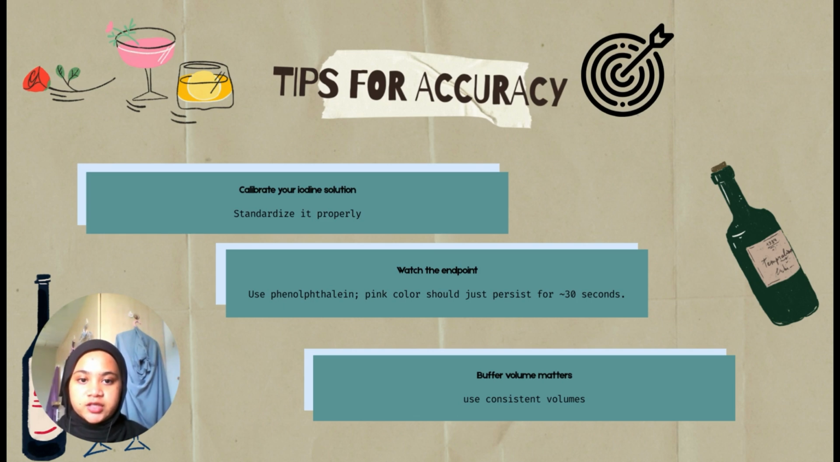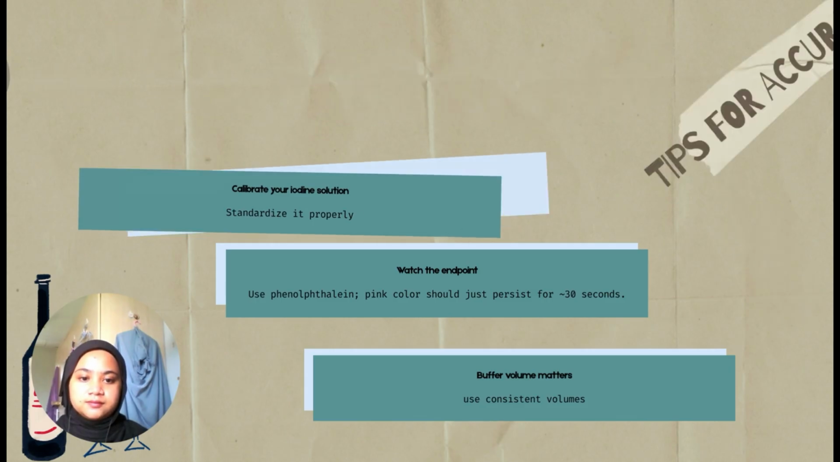Secondly, watch the endpoint carefully. The endpoint of the titration is detected by a color change due to the interaction between iodine and the indicator. Missing the endpoint or overshooting it can result in either under-titration or over-titration, both of which will affect your titer value and skew your final result. Lastly, buffer volume method. A buffer solution is added to maintain the correct pH during titration. In this case, to ensure the sulfur dioxide remains in the correct chemical form to react with iodine.